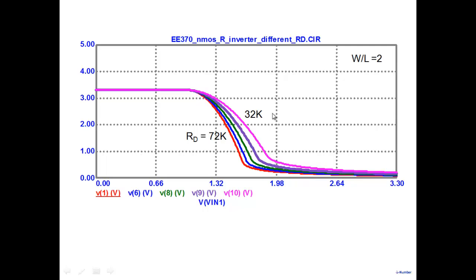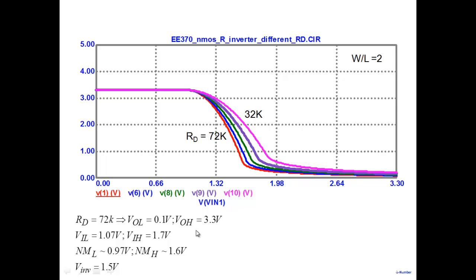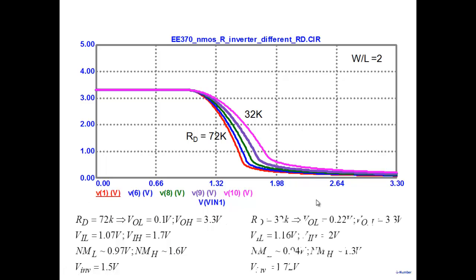So what happens? Suppose I do use 32K. Here are two designs. This is the design for 72K; look at the values here. And this is the design for 32K. Did you gain anything by going towards 32K, in terms of noise margin? Note that I went to 32K. VIL was 1.07 and just increased to 1.16. It didn't change much. It is determined more by the threshold voltage.